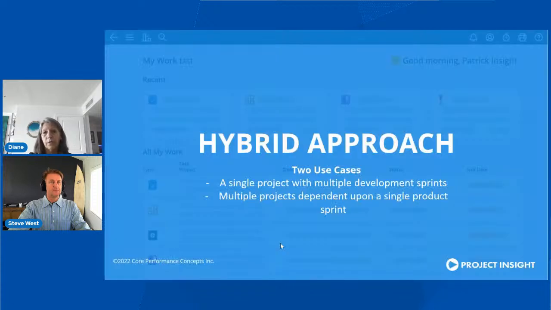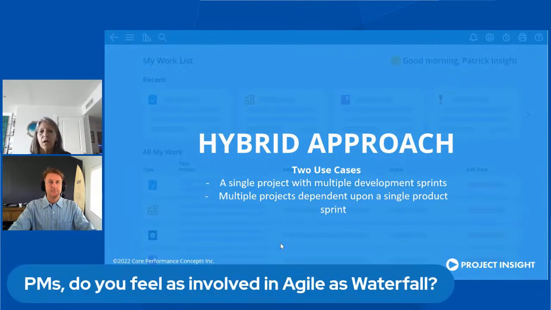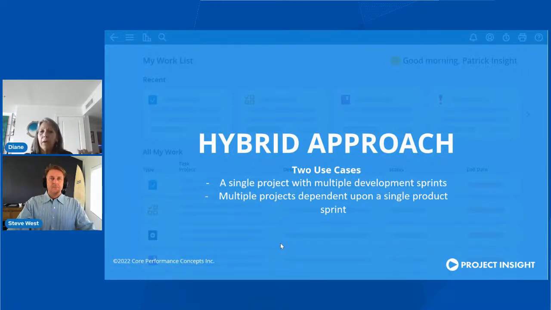Hybrid options. And the two use cases that we're going to talk about, and I'm going to hand the reins over to Steve here for a second, is basically a single project. We're going to talk with multiple development sprints, kind of what I was just talking about. And we're going to compare it to an example that Steve has where he has multiple projects that are dependent on one single product sprint. So I'm going to hand it over to you, Steve.